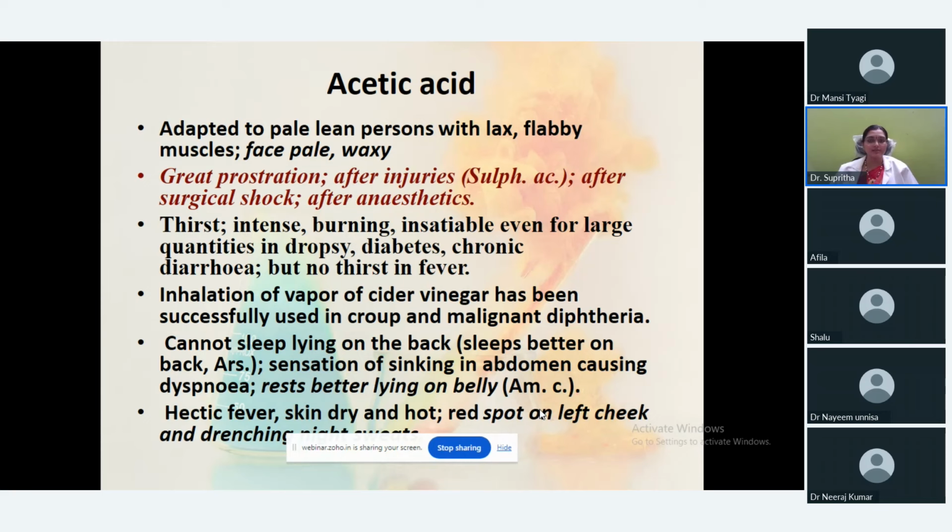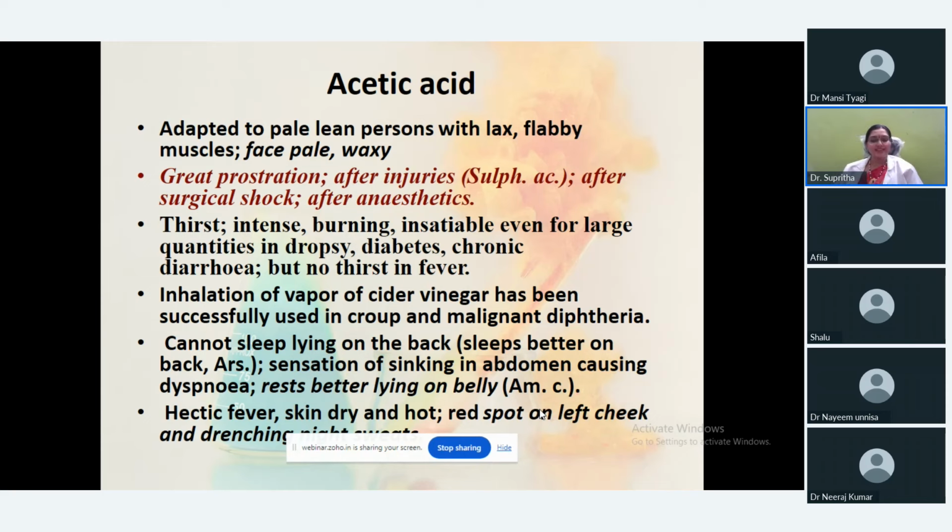Any other remedies? Lying on abdomen? Colorless. Sorry? Colorless. Holosynth. Any other remedies? Okay, we'll discuss about this.